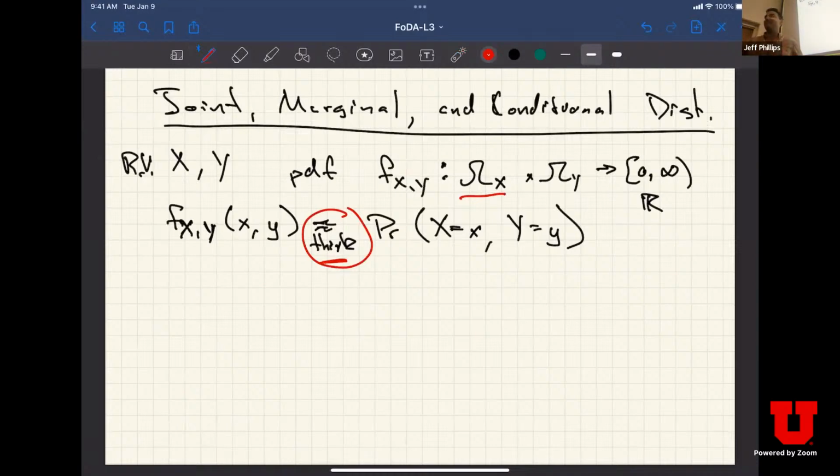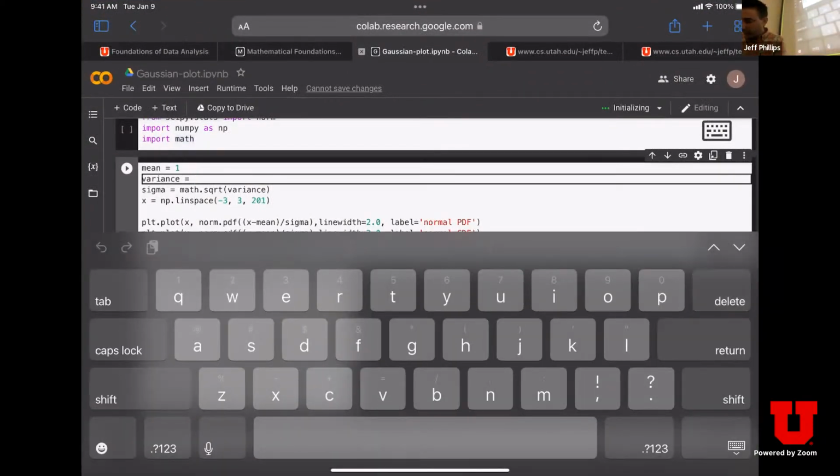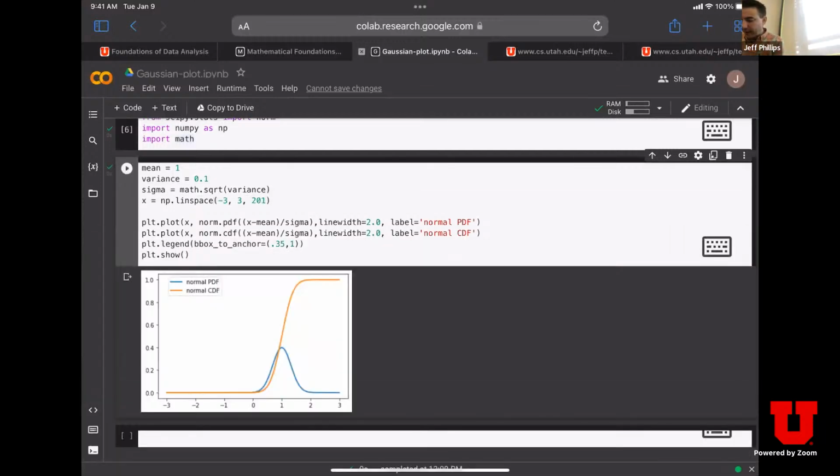Okay, yeah. Why is it? Because the value could be smaller than 1, but in a very narrow range. So if I integrate it, it still doesn't exceed 1. So if I go back to my Colab example, let's say I make this variable 0.1. Okay, good. Let's run this. What happens? The variance got really, oh, I didn't do this right.